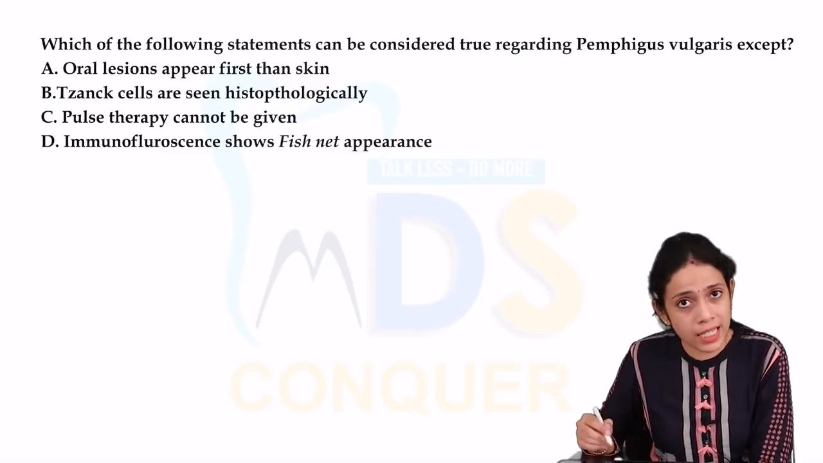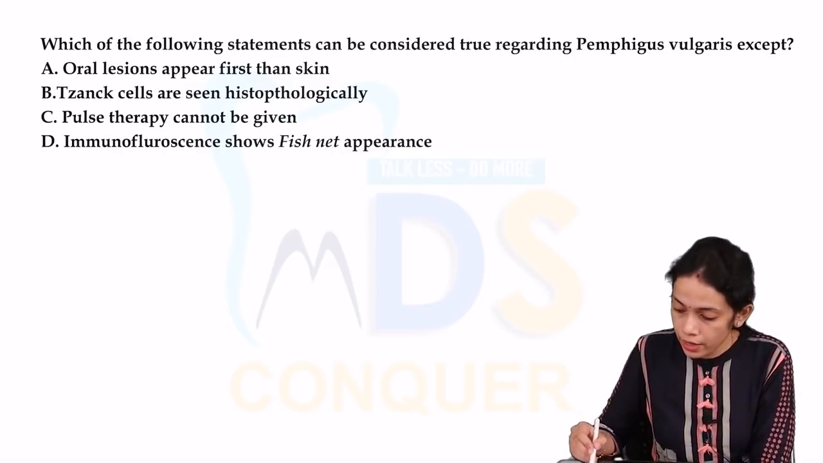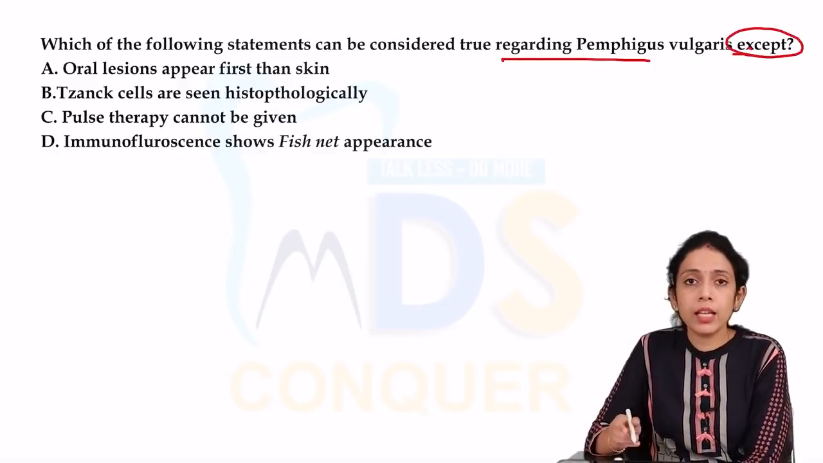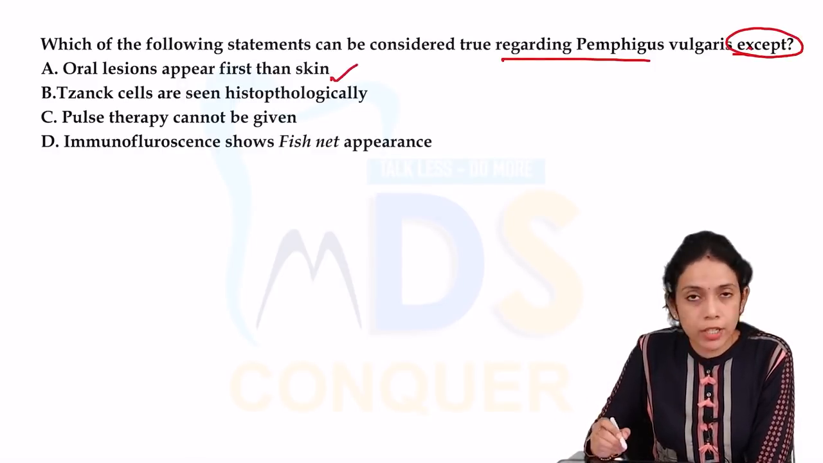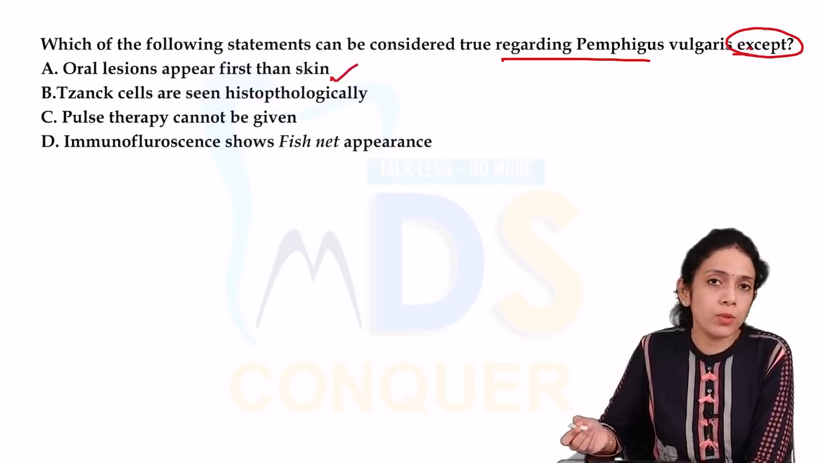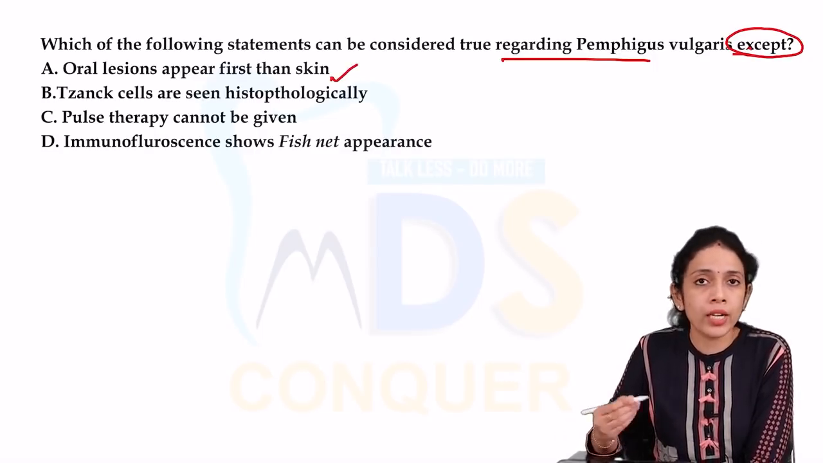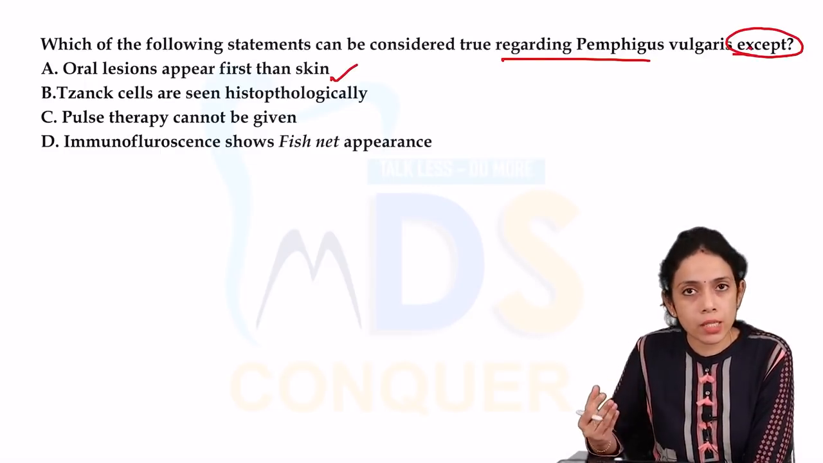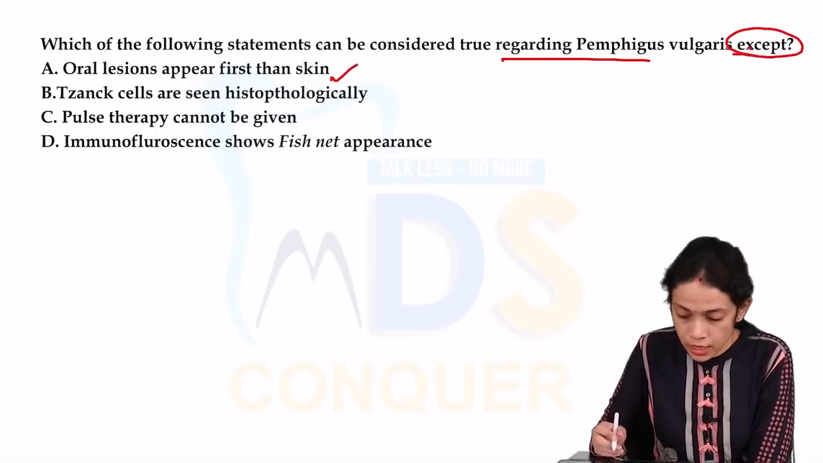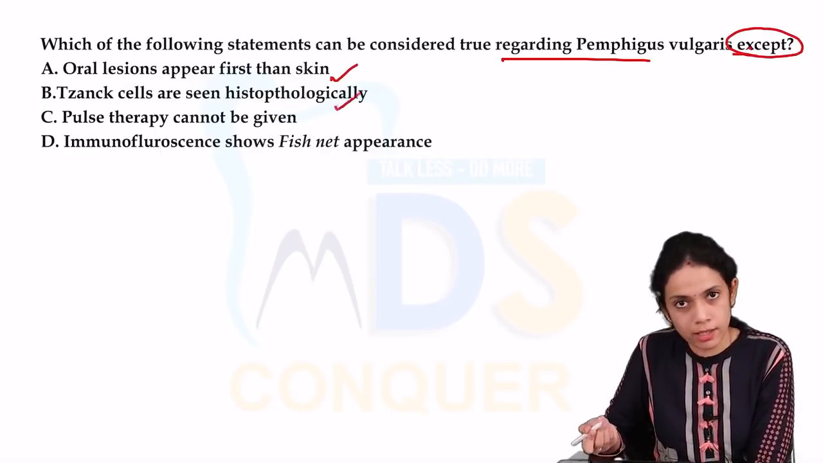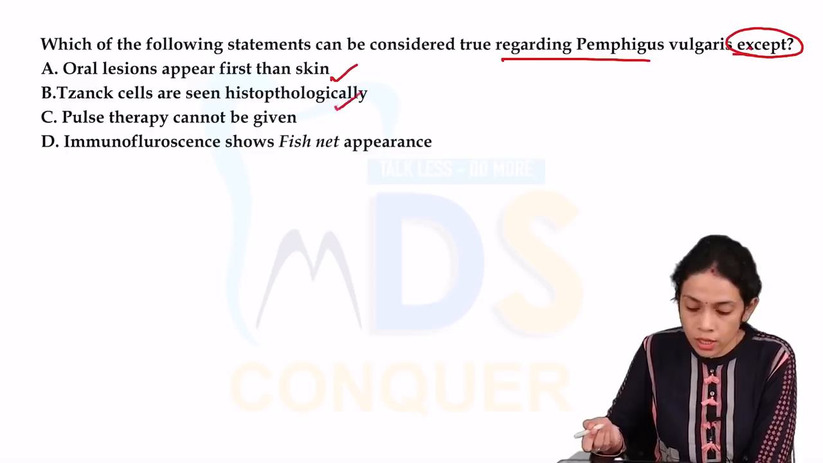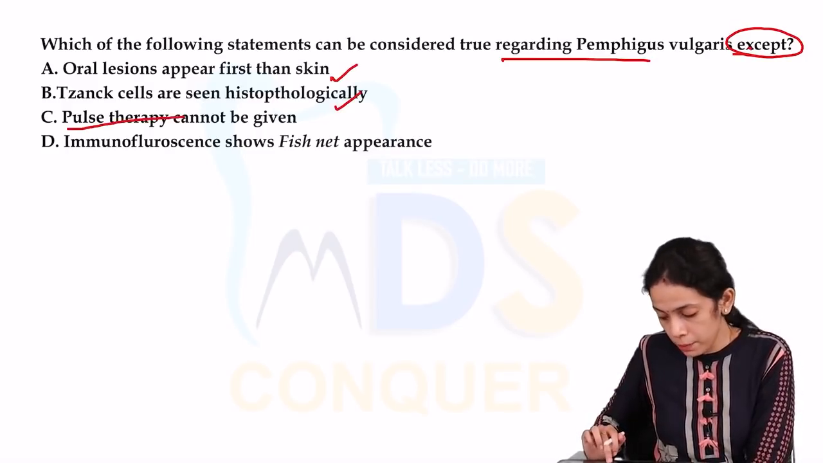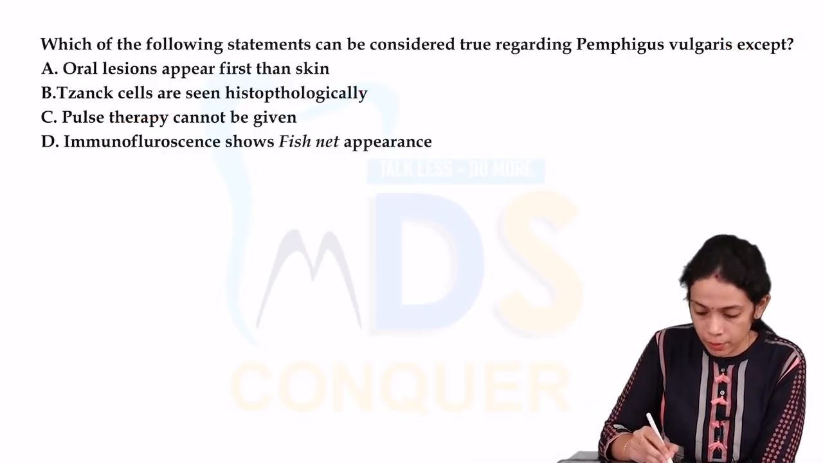Which of the following statements can be considered true regarding pemphigus vulgaris, except, so there is an exception, whereas the other options are true. Oral lesions appear first, before the skin. Yes, in pemphigus vulgaris most of the autoantibodies are against desmoglein 3, which is predominantly in the mucous membrane, so oral lesions appear first. Tzanck cells seen histologically? Yes, Tzanck cells are a very important feature seen histologically. Next, pulse therapy cannot be given. Wrong. Pulse therapy can be given. What is pulse therapy?